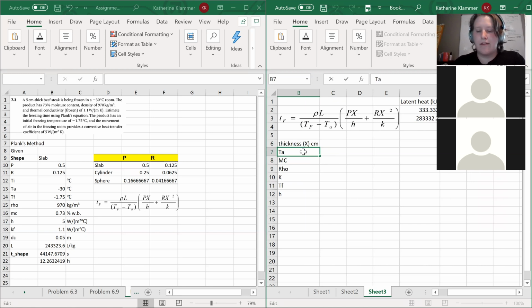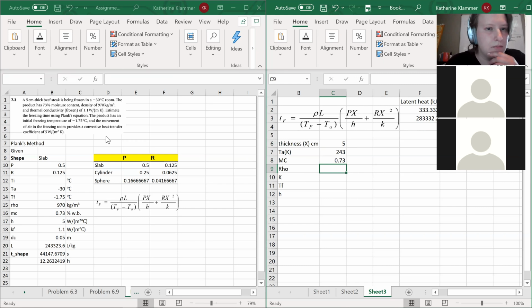If you're going to use one unit of temperature, you can keep that consistent throughout. It tends to make more sense to use Celsius, especially if it's given in Celsius, but for this thermal conductivity, I think you do have to convert to Kelvin. So we're going to say 0.73 for moisture content. TA is going to be minus 30 plus 273. In centimeters it is 5.